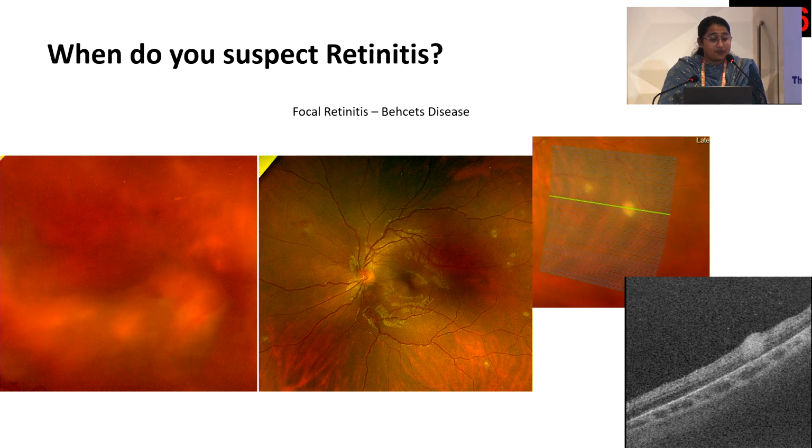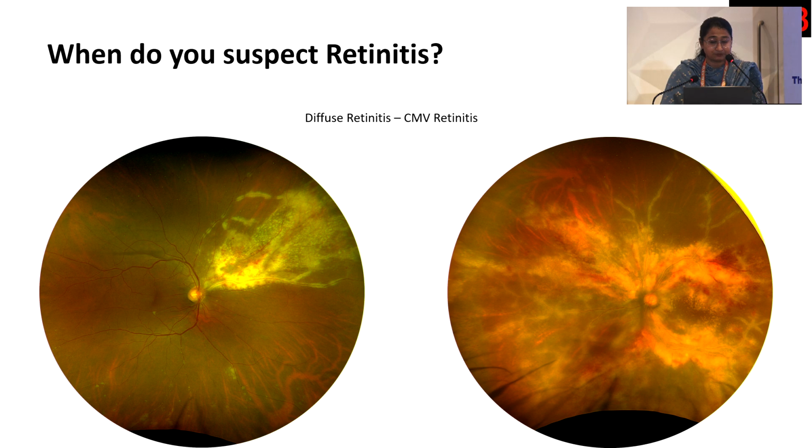Then there can be presence of focal retinitis in Behçet's disease. So the right eye of the patient has dense vitritis, but at the posterior pole you can see some amount of retinitis, whereas in the left eye we can see these focal areas of retinitis, and an OCT through this shows a full thickness involvement of the retina.